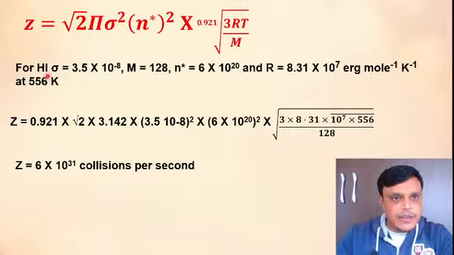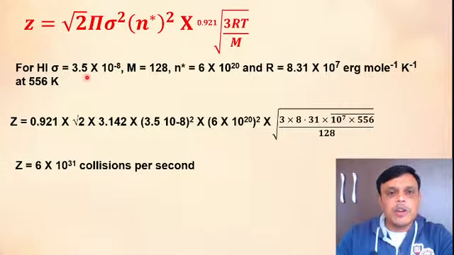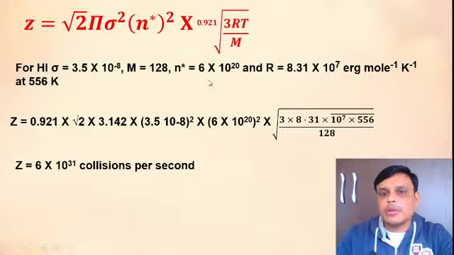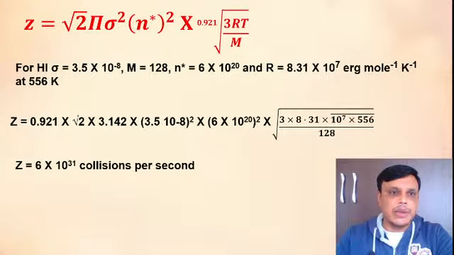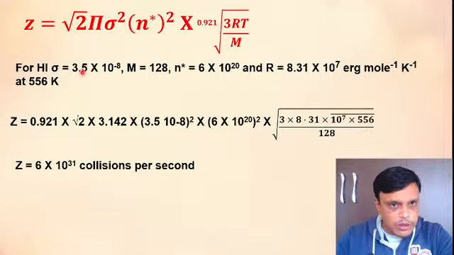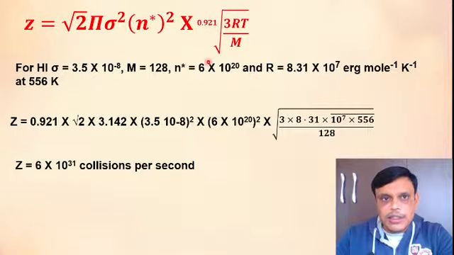Now for HI, sigma is 3.5 into 10 to the power minus 8. Molecular weight of HI is 128. The value of n star is 6 into 10 to the power 20, and R is 8.31 into 10 to the power 7 ergs per mole per Kelvin, and the reaction takes place at 556 Kelvin. So we will put all the values in the above equation.